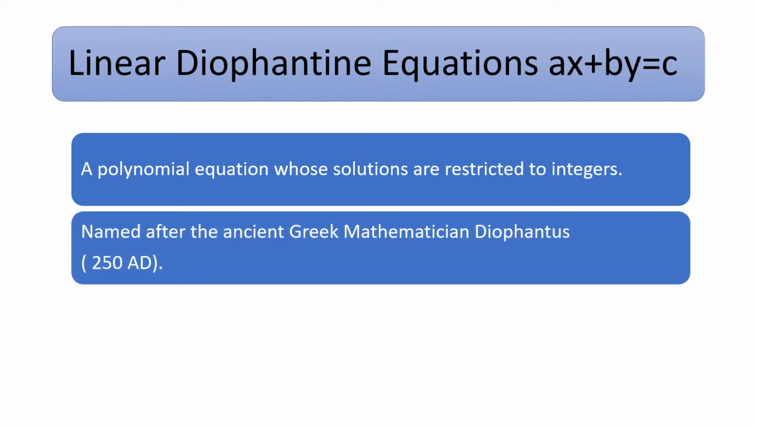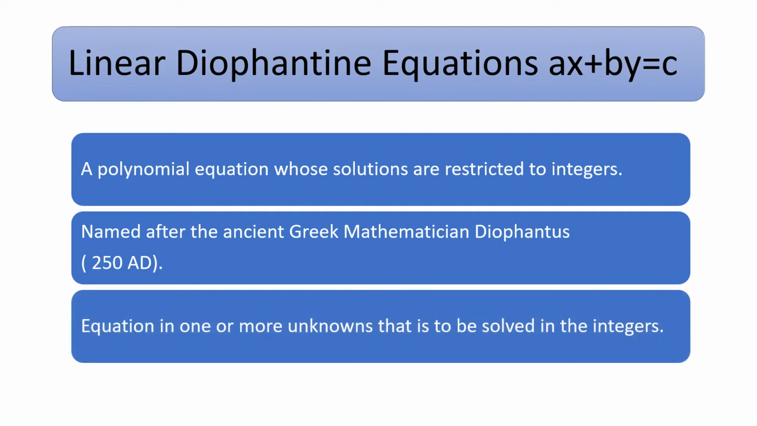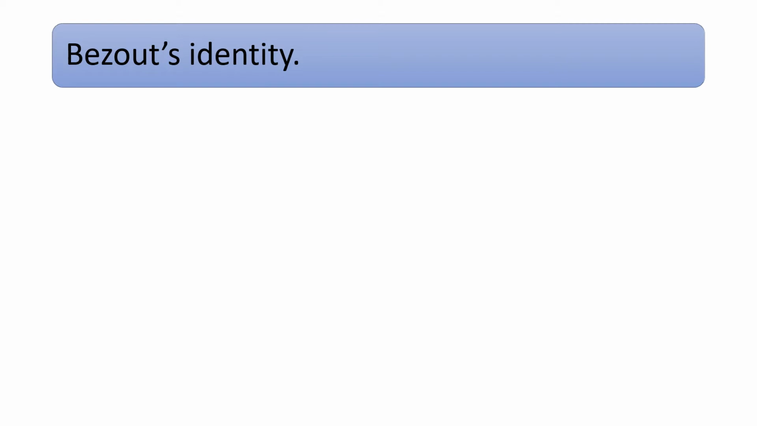It is named after the Greek mathematician Diophantus, 250 AD, and it is an equation in terms of one or more unknowns which has to be solved, and the solution must be an integer. Like in this case, I have two unknowns x and y, and the solution of x and y must be integers. In order to get the solution, we need an identity called Bézout's identity.